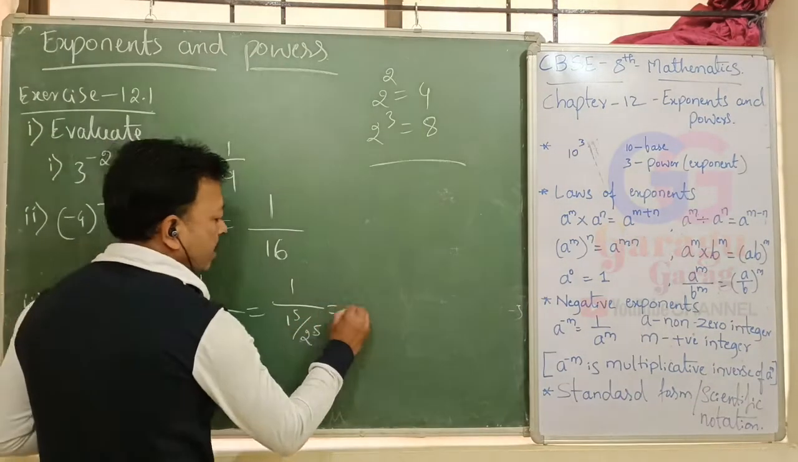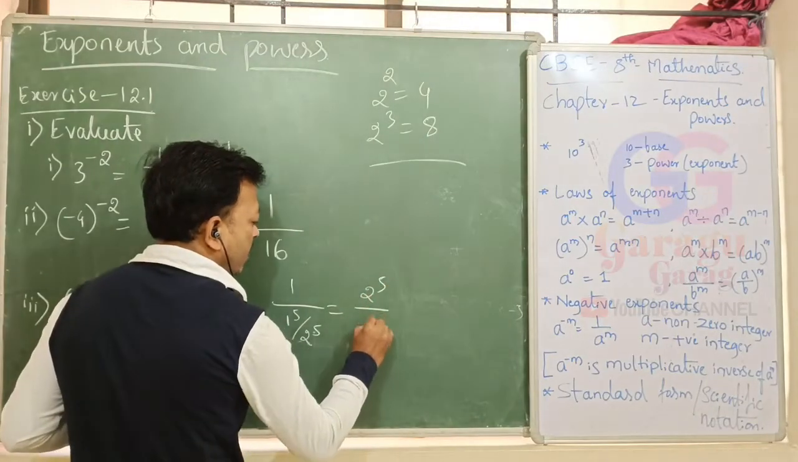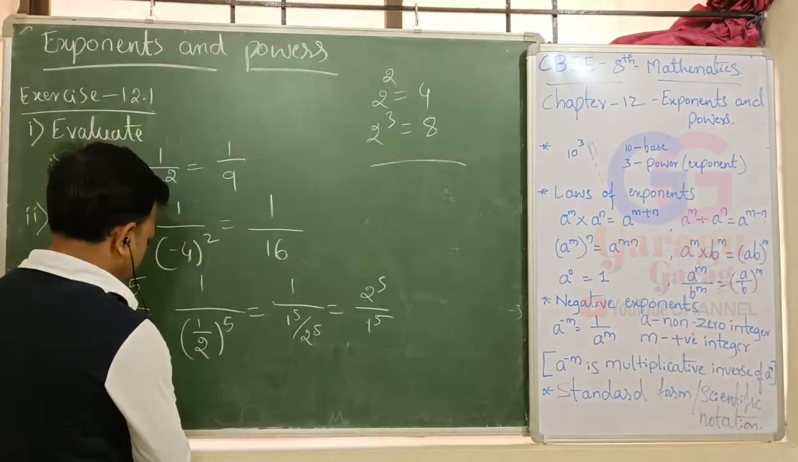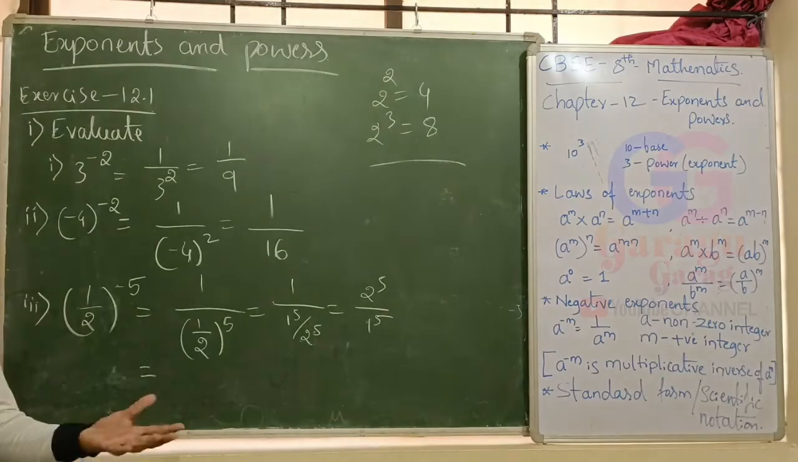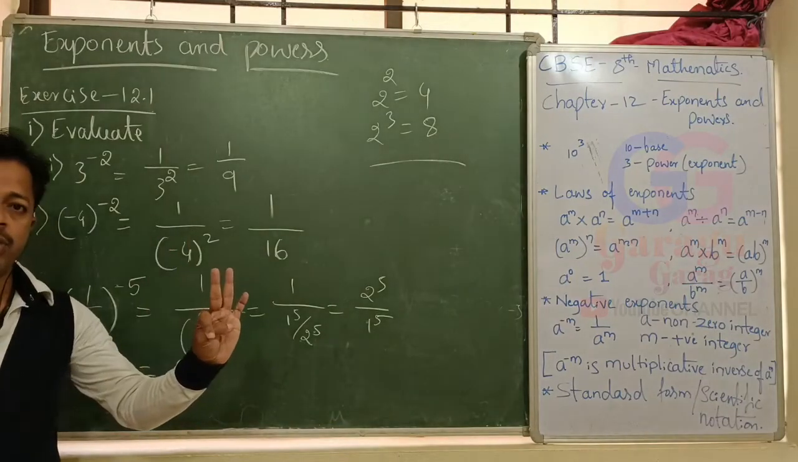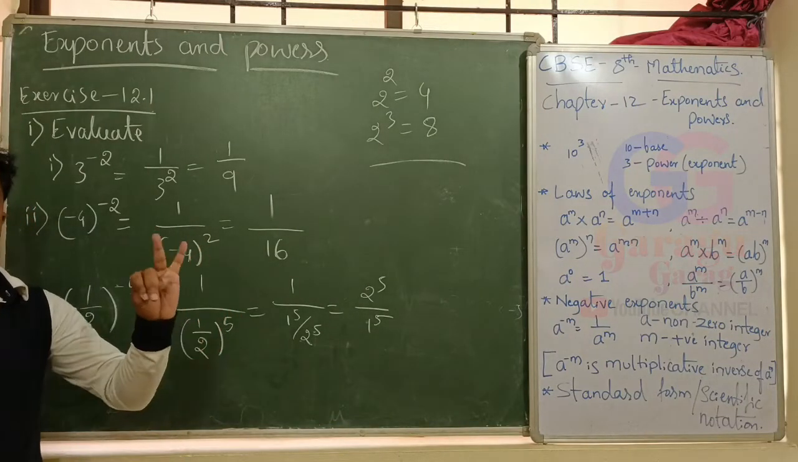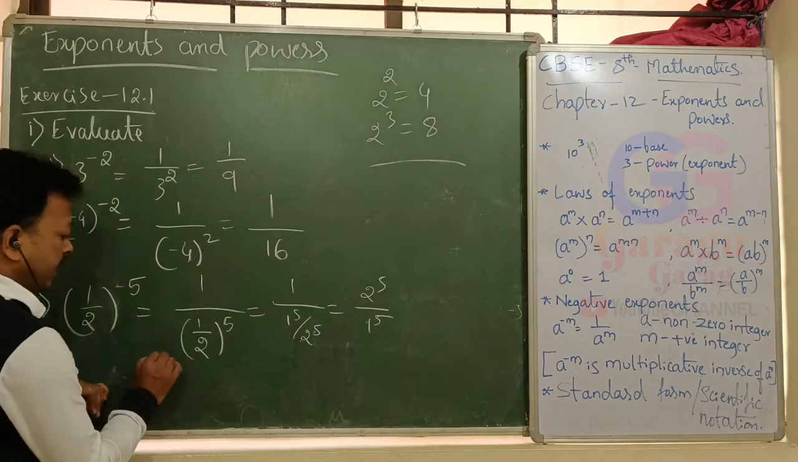This 2 raised to 5 will go up: 2 raised to 5 divided by 1 raised to 5. So what is the value of 2 raised to 5? 2 twos are 4, 4 twos are 8, 8 twos are 16, 16 twos are 32.